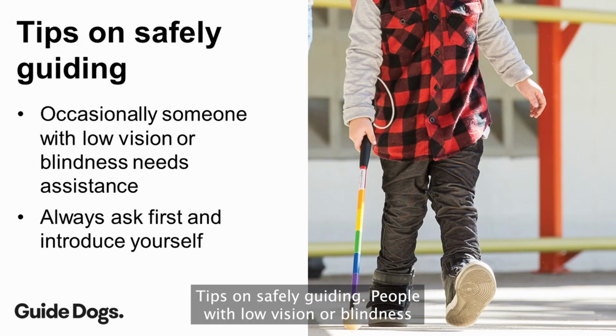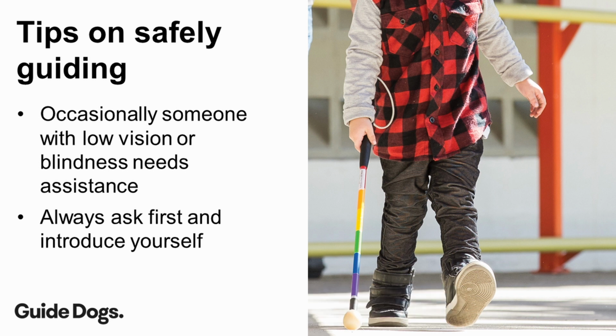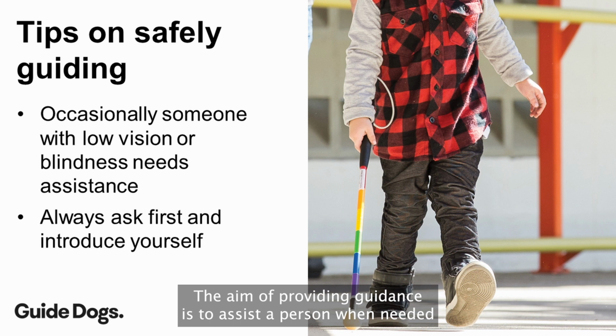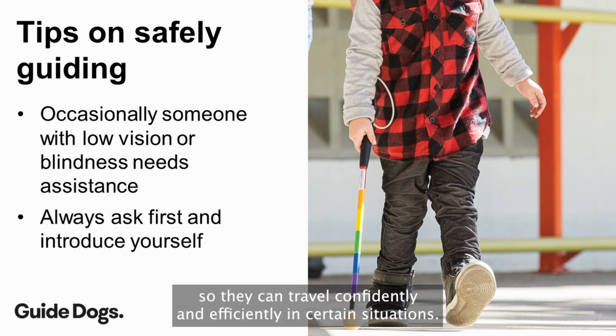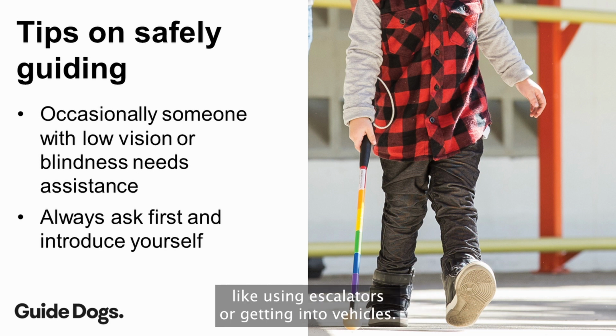Tips on safely guiding. People with low vision or blindness sometimes require assistance to move safely through their community. The aim of providing guidance is to assist a person when needed so they can travel confidently and efficiently in certain situations. These can include general travel and more specific instances like using escalators or getting into vehicles.